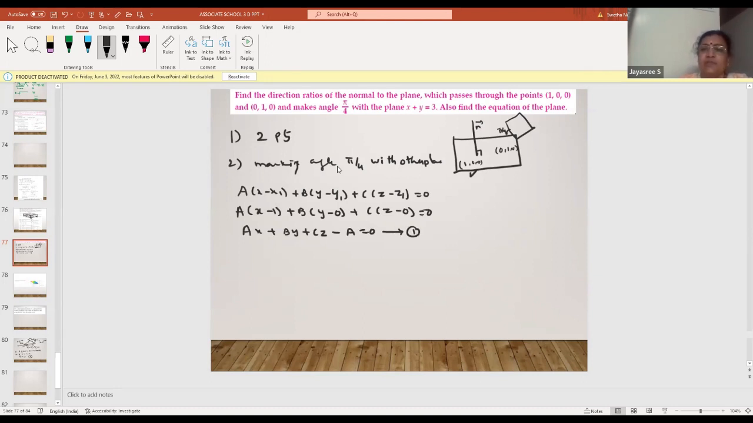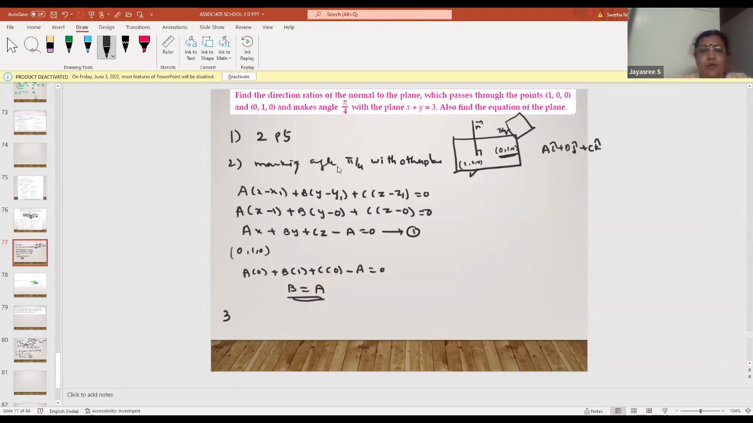I used this point. They have given one more point also. Let me take the other point. My other point is 0, 1, 0. 0, 1, 0 also passes through this plane. Let me substitute: A into 0 plus B into 1 plus C into 0 minus A is 0. That is making me that B and A are equal. So in the normal, if I take AI plus BJ plus CK, my scalar components with respect to I and with respect to J are the same. That is the learning till here.